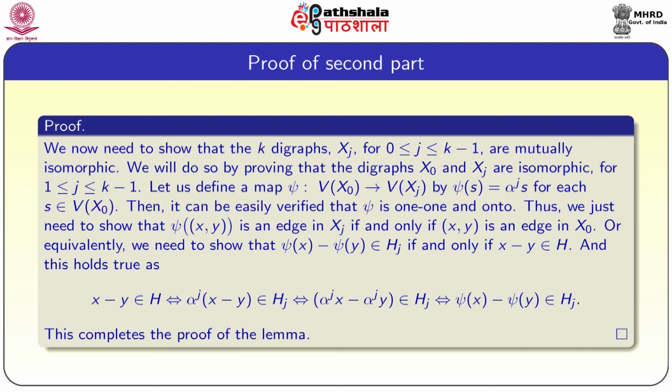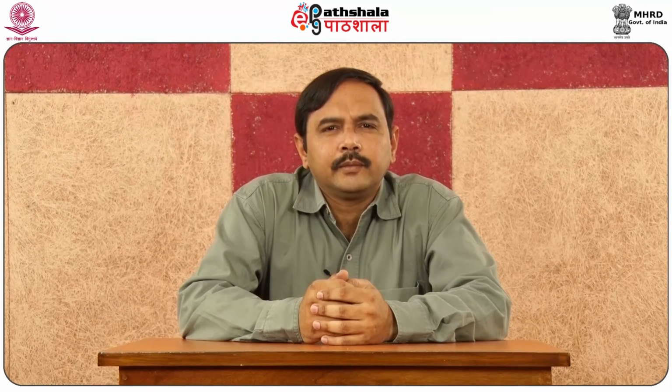So, this completes the proof. Distance transitive graphs have a lot of symmetry. Distance transitive graphs are vertex transitive as well as edge transitive graphs. The orbital matrices and distance matrices coincide for distance transitive graphs. Further, they form a basis for the adjacency algebra of these graphs. With this, we end this module as well as this chapter.